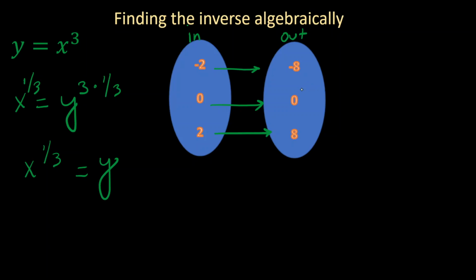And this demonstrates the relationship from the output to the input, because the cubic root of negative 8 is negative 2, the cubic root of 0 is 0, and so on.